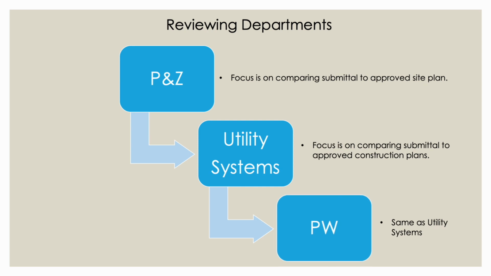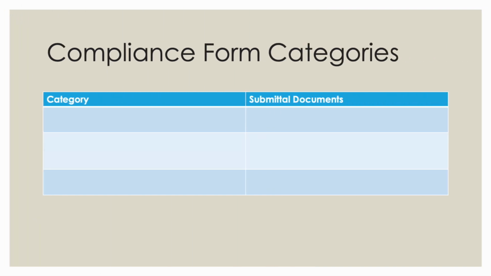So construction plans, both Utilities and Public Works will focus on those plans, and they will compare it to what you are submitting. There are three categories of compliance forms, and you will also see this category split when you apply online, which is something we're going to cover later on in this presentation. If you're doing an interior improvement, it used to be that you would separate interior improvement from tenant improvement. We just blended the two since they are essentially the same thing.